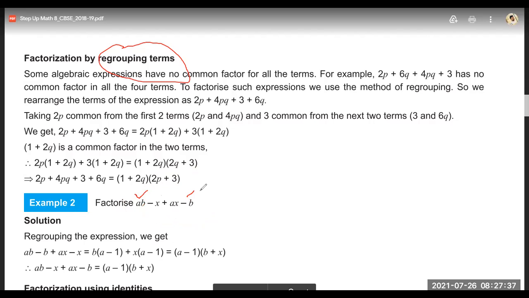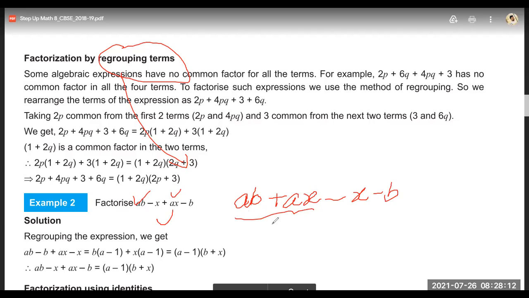So suppose we take these 2 terms ab and ax, what do we have? Regrouping means, what is the concept? Regrouping terms. First we will regroup. I'll write ab first as it is, and then I'll write ax because this is also involving a, plus ax, then minus x minus b, right? So here we have just regrouped the terms.